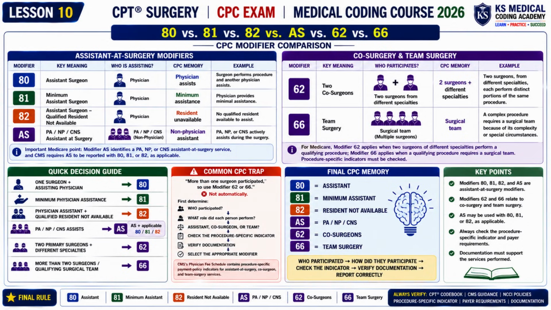Your final workflow is: who participated, then how did they participate, then check the indicator, then verify documentation, then report correctly. Always verify the current CPT, CMS, NCCI, procedure-specific indicators, payer requirements, and documentation before reporting these modifiers.